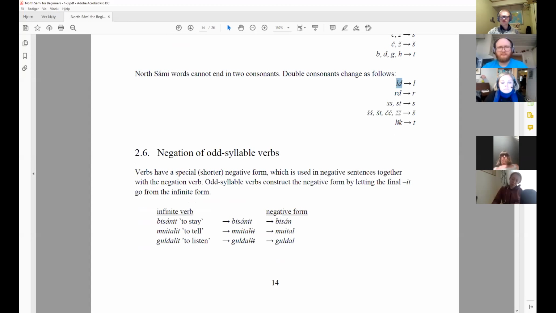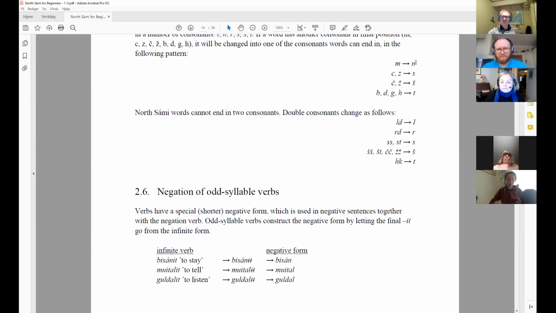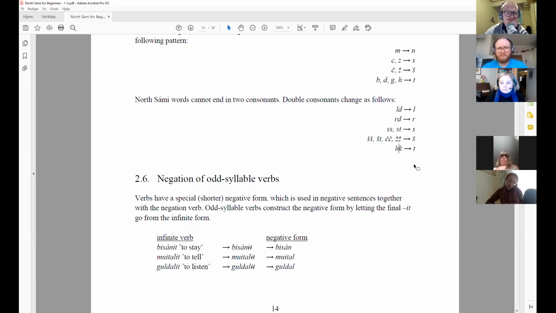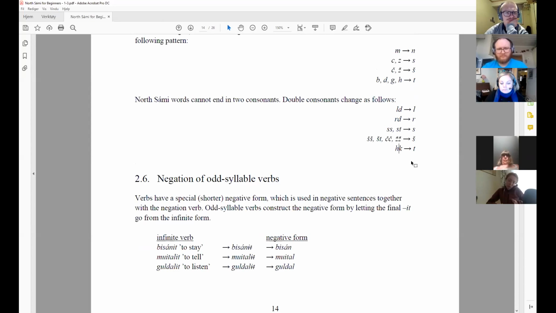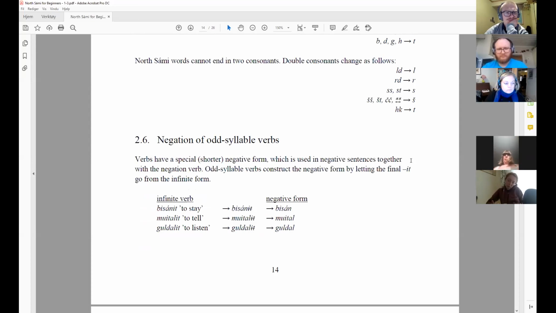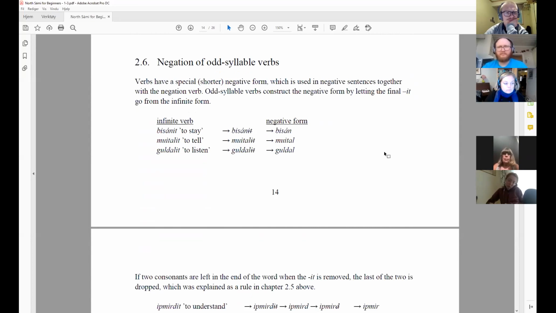Yeah. So these are some rules here, that it can just end in these letters that you have on the right side here. N, S, S, T, L, R, S, S, T. I think it's called assimilation when two sounds go into one. Could be. It works like this.